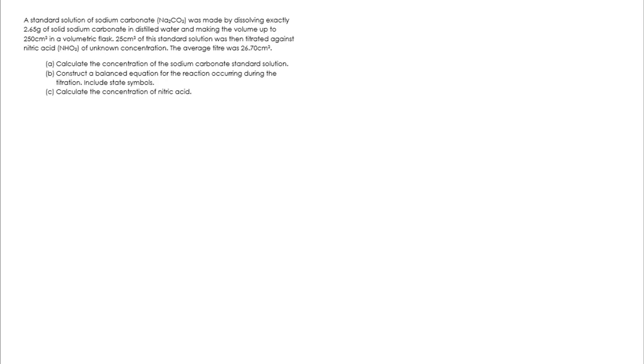And in the first instance, we're asked to calculate the concentration of the sodium carbonate standard solution. So we were told that we've got 2.65 grams of sodium carbonate. We've added it to a volumetric flask and made it up to 250 centimetre cubed. Now, if I want concentration in moles per decimetre cubed, I first need to work out moles. So I take my 2.65 grams, I divide by the Mr, which is 106, and I get 0.0236 moles.